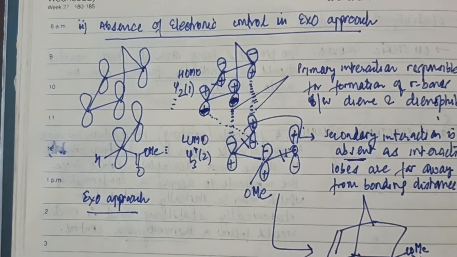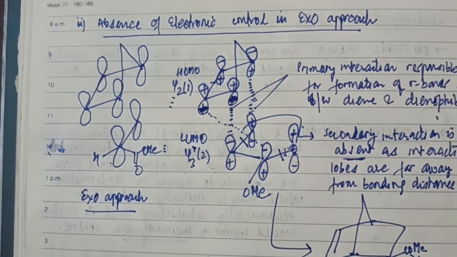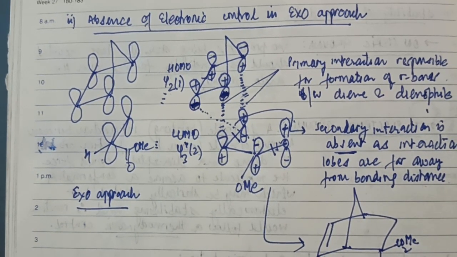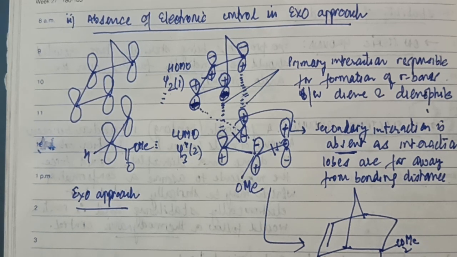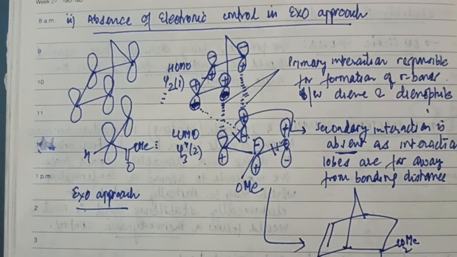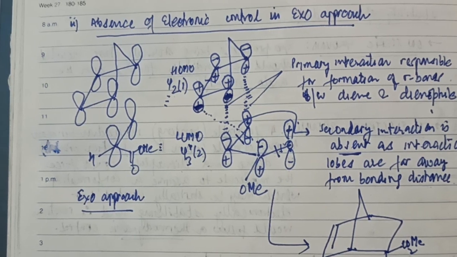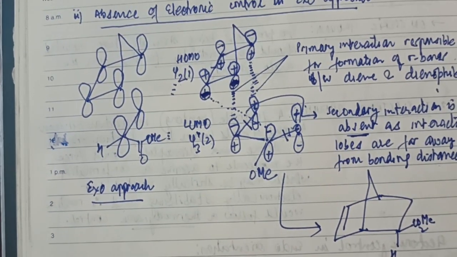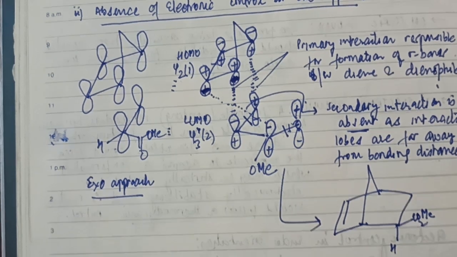So one contrasting effect which we have seen in the case of electronic control is that exo approach does not have a favorable secondary orbital interaction, but an endo approach has a favorable secondary orbital interaction. It is the favorable secondary orbital interaction, the single word answer to the point, which forces a dienophile to assume an endo orientation with respect to the diene. Of course, if you write the product, it is this product.